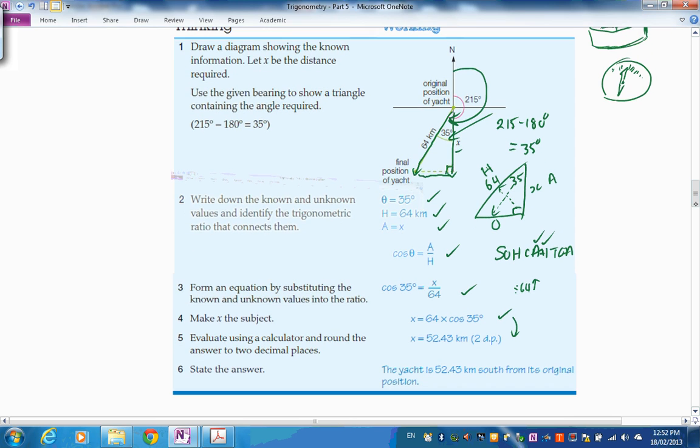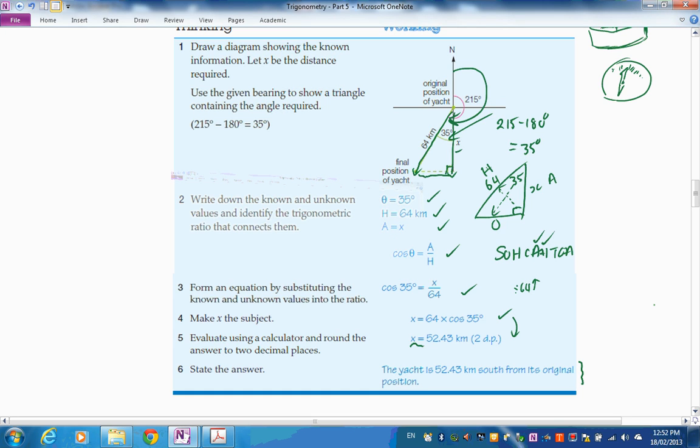So then answering the question, how far south is it? Can't have x. We introduce that as young mathematicians to solve the problem. We have to give the answer as the people asked in the context of the question. The yacht is 52.43 kilometres south from its original position.